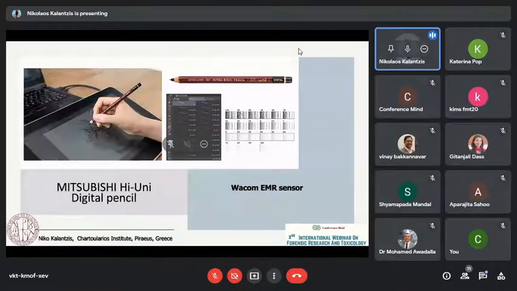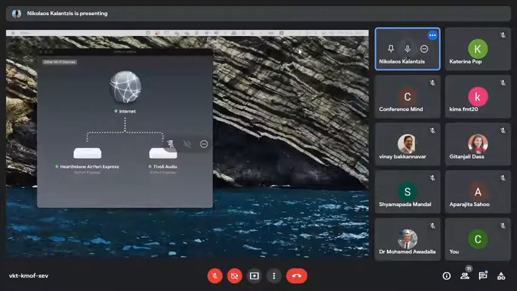circuitry. Just a moment. I'm having an issue with my PowerPoint. Just give me a moment. I need to do something because it keeps jumping slides. Just give me a moment. Let's see if this helps.